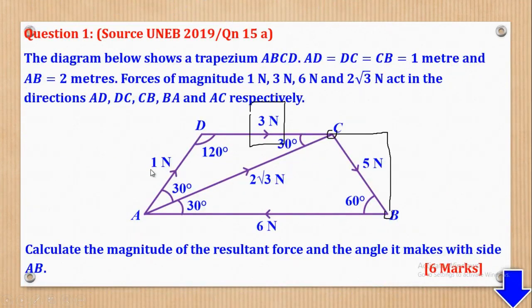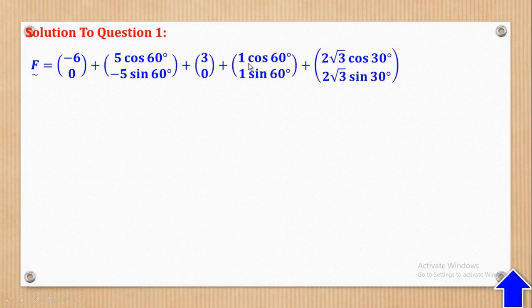When you look at this 1 Newton force, you realize that it's inclined at an angle of 60 degrees to the horizontal, implying that the horizontal component will have 1 cos 60 and vertical will have 1 sin 60. But when you look at it, to move from point A to point B, horizontally you'll have to move towards the right, which is positive, and vertically you'll have to move upwards, which is also positive. So that explains why all were positive here.